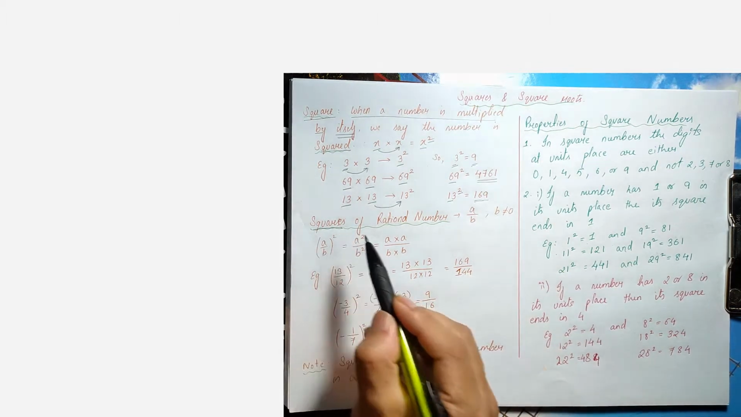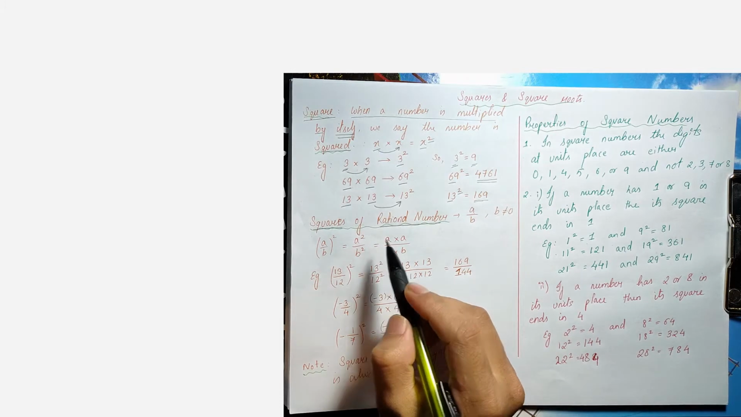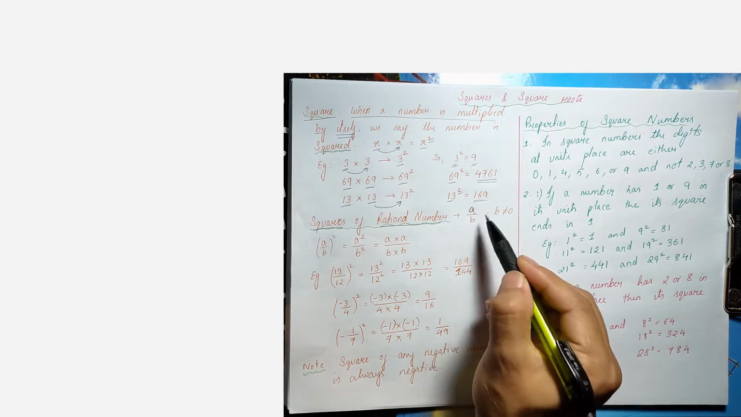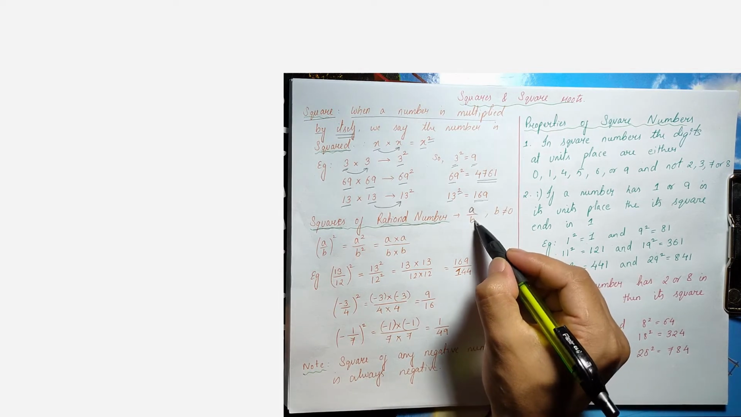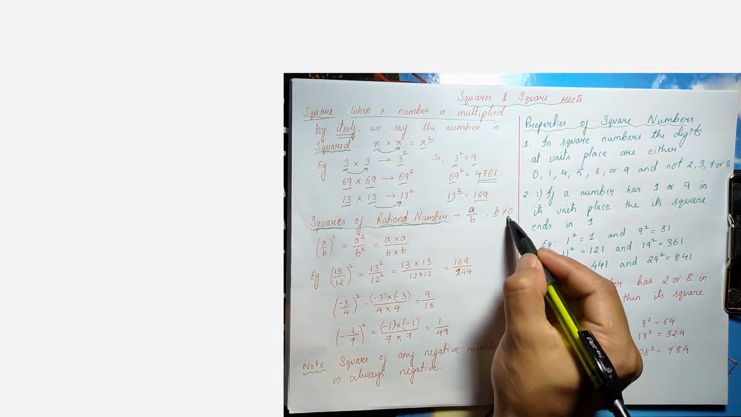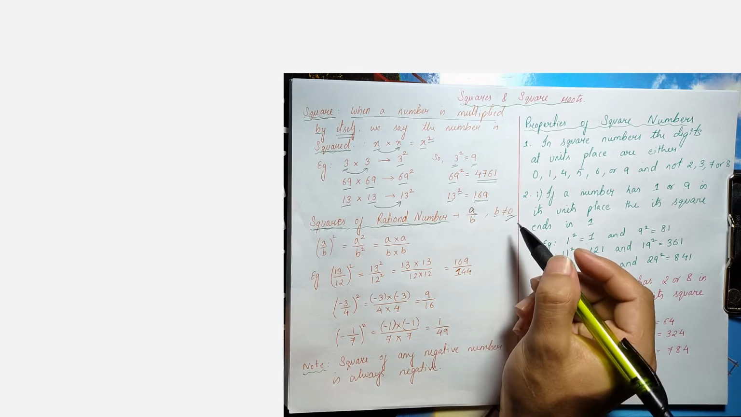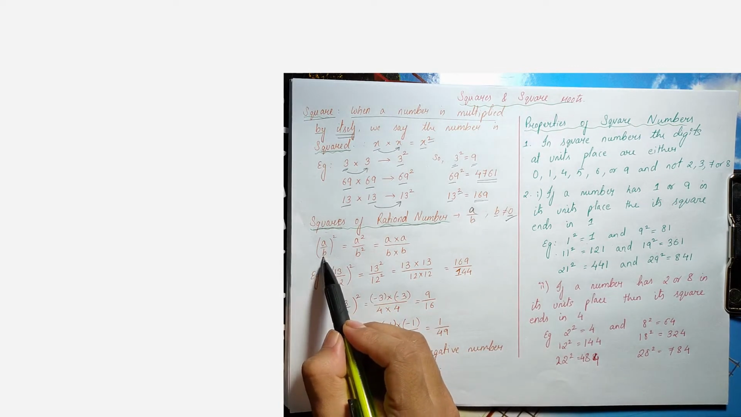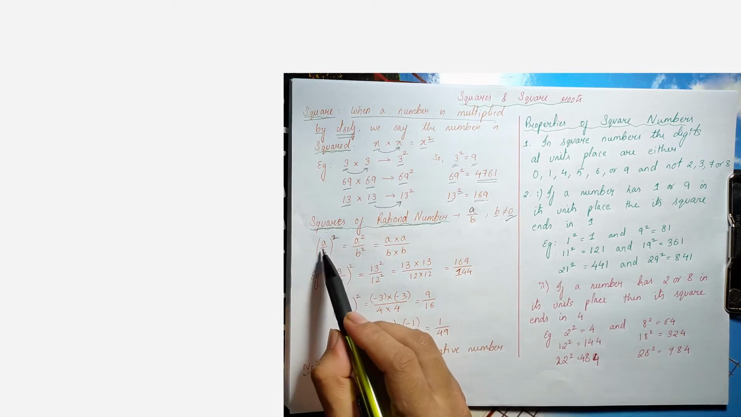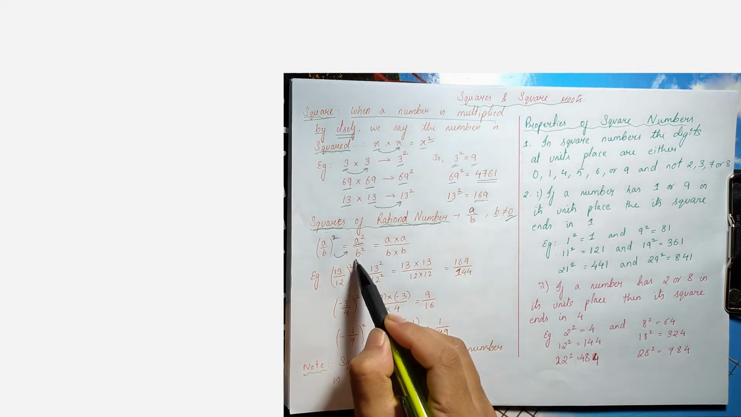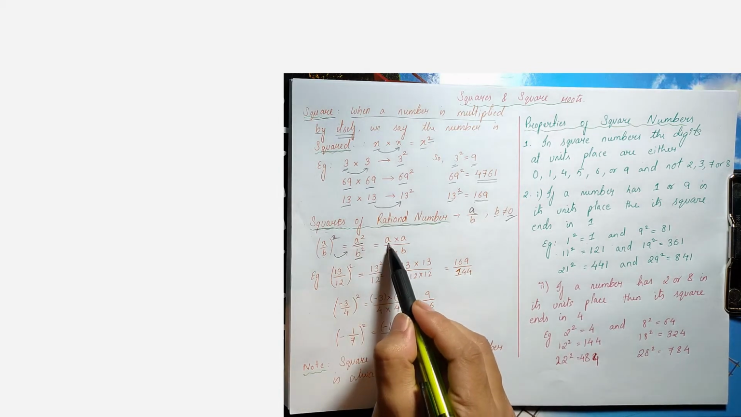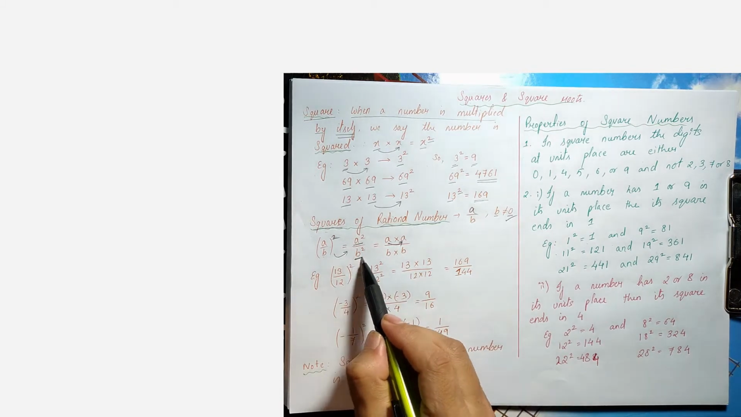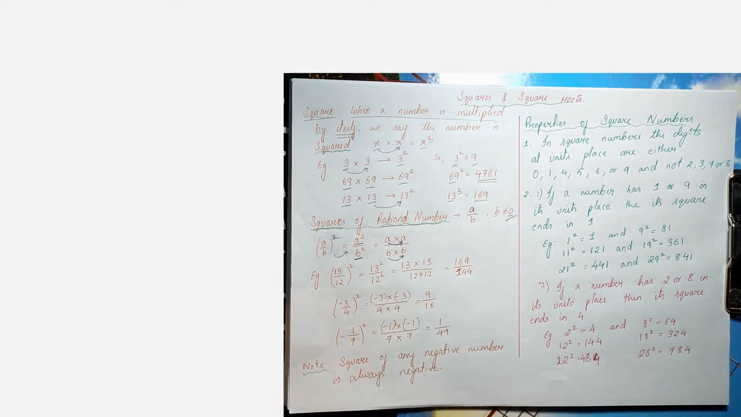So now let us look at squares of rational numbers. Now if we recollect, a rational number means a number that can be represented in the form of a by b, where a and b are integers and b cannot be equal to 0. So the square of a rational number would mean a divided by b whole thing squared. So this can also be written as a square by b square. Now a square, we know it means a into a, a number multiplied with itself. Similarly, b square would mean b into b.